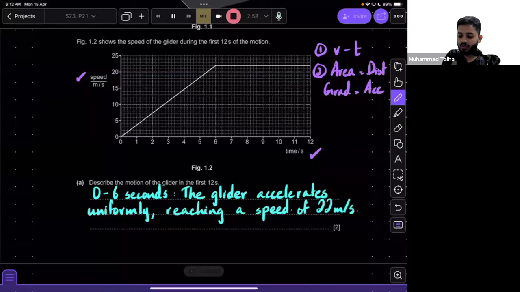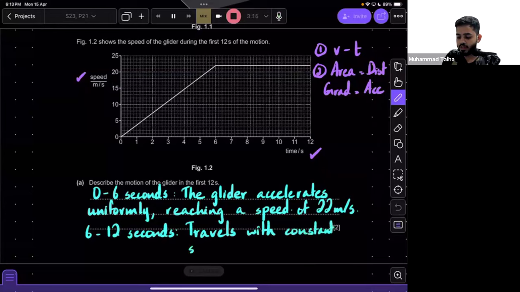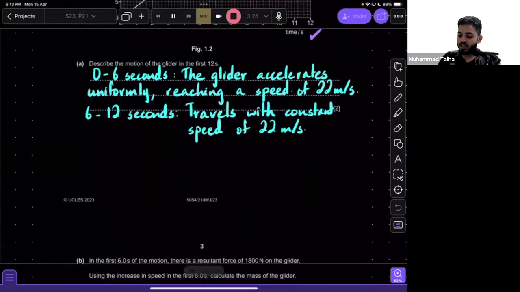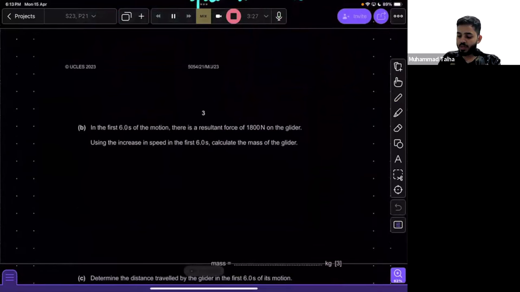Then I'll say that from 6 to 12 seconds, it travels with the constant speed of 22 meters per second. Very straightforward. All right. Part A done. Very easy, very straightforward. Part B.